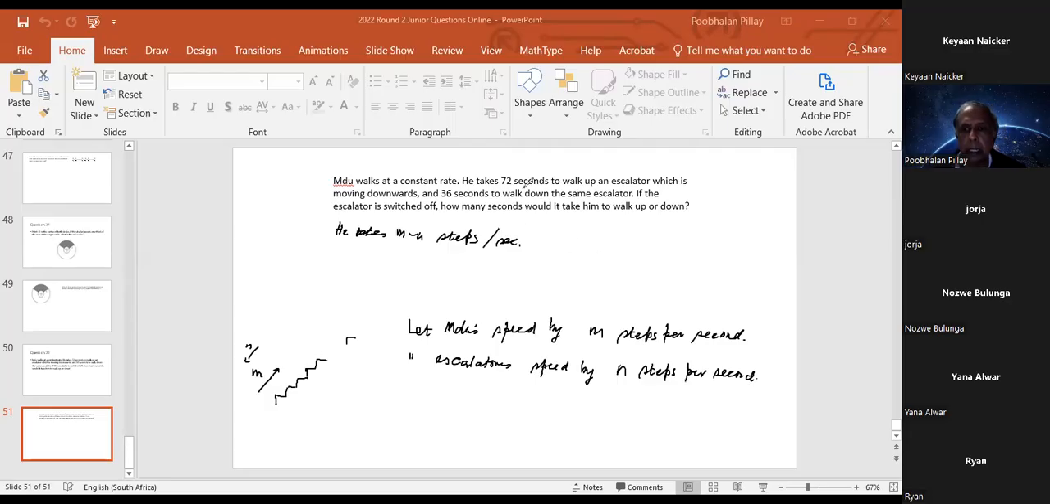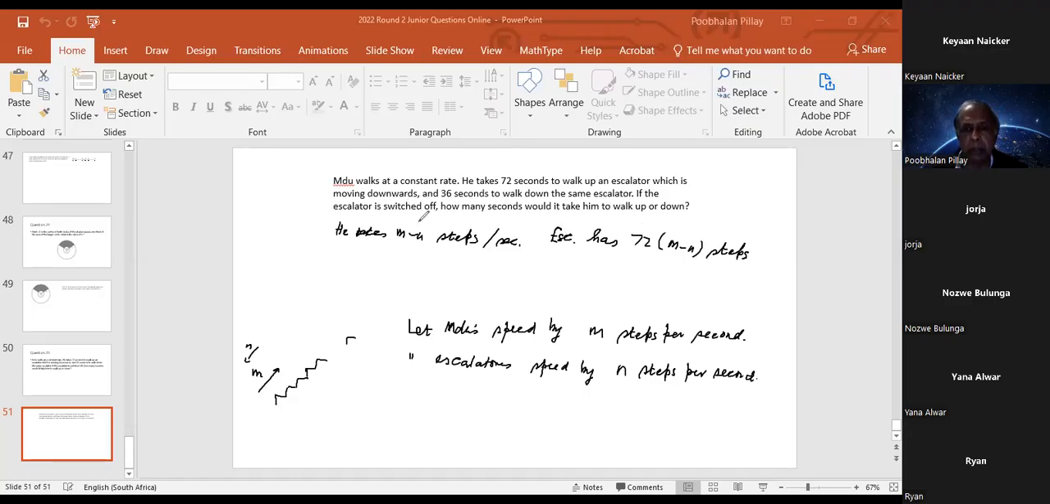And it takes 72 seconds to walk up the escalator. So therefore, in 1 second, it takes m minus n steps. So the escalator has actually got 72 into m minus n steps, because it takes him so many seconds to get right to the top, 72 seconds. So he has to climb up that escalator.